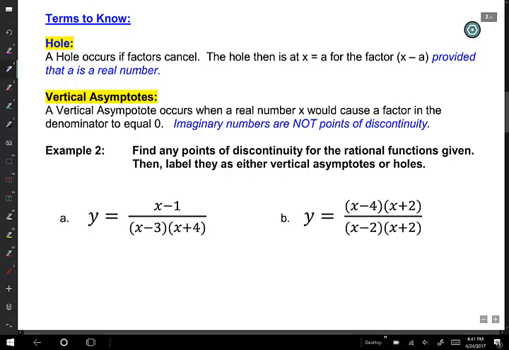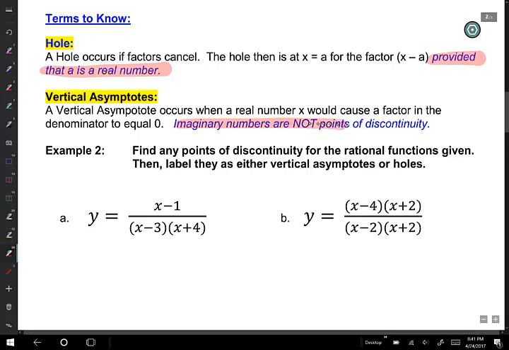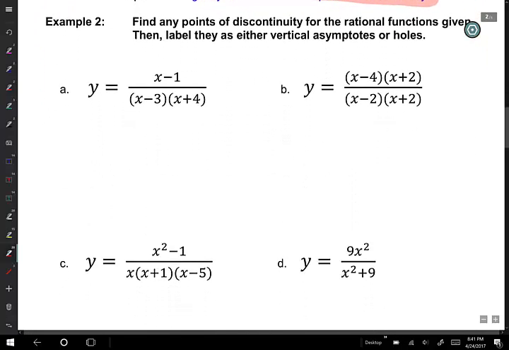Now, that means under the simple condition that the number a is a real number, and we need to make sure that we're talking real numbers, not imaginary numbers. And then a vertical asymptote occurs if the factor doesn't cancel, and the denominator would then be equal to 0. And once again, imaginary numbers are not going to be points of discontinuity.